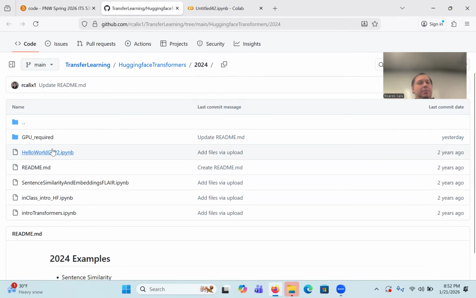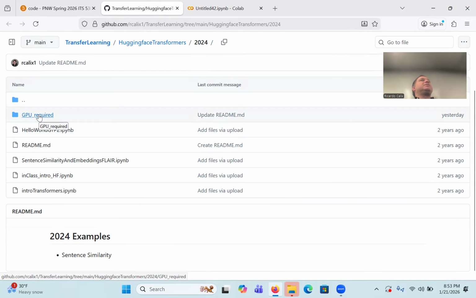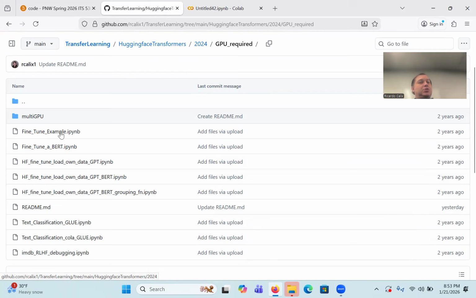We've covered this example. I have a few examples here. As you can see, they say GPU required. And these will be examples of fine-tuning. So this is a fine-tuning example, fine-tuning a BERT, and so on. So these are the topics that we have to start to get into.